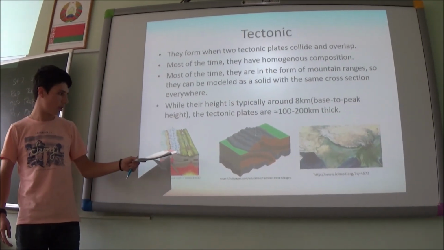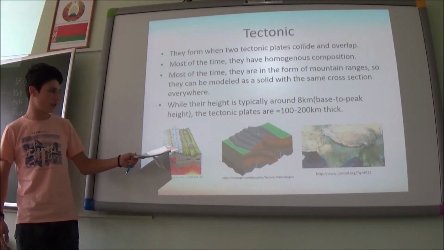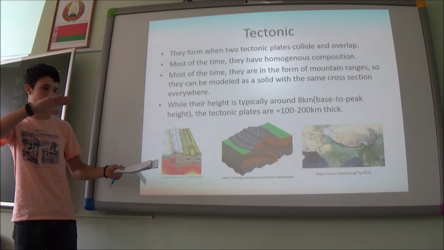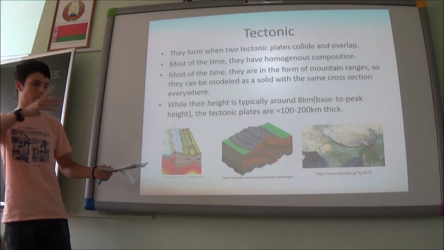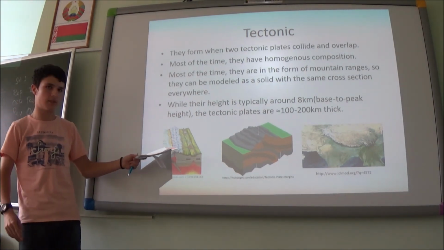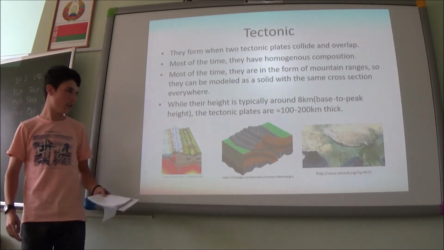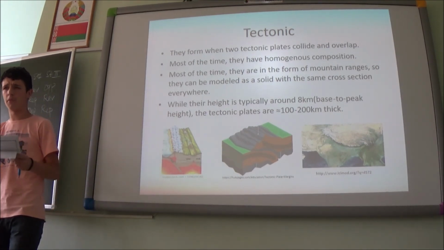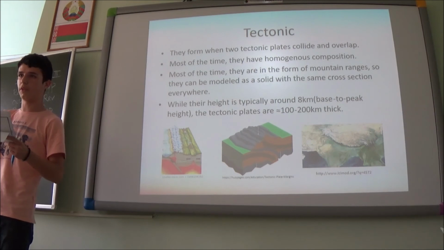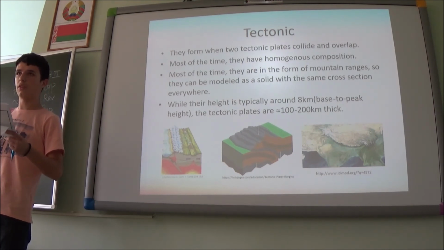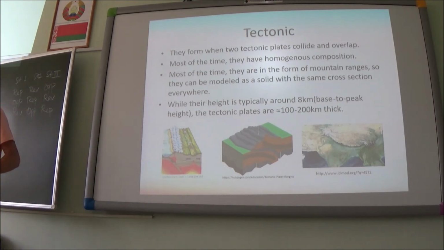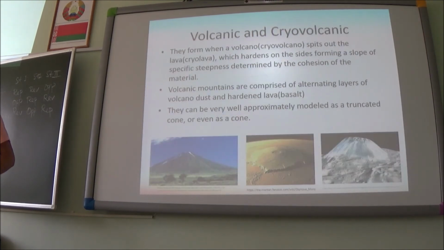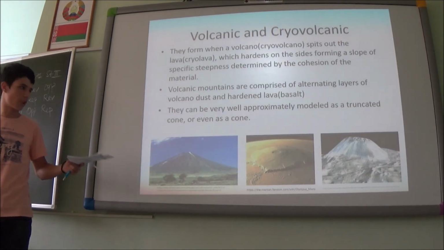Model that we can also model them as not one continuous, for example, pyramid, let's say, but as several different ones. This is because during the formation, the tectonic plates just break, actually, and fall. Okay, so the other type is volcanic and cryovolcanic.